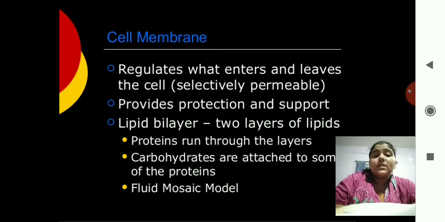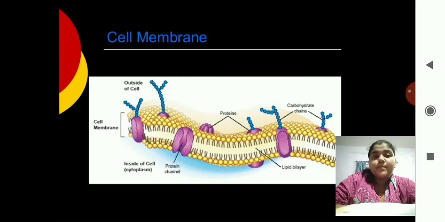So what does this lipid layer do? Proteins run through these layers. The carbohydrates are attached to some of the proteins, and this model is known as the fluid mosaic model. You don't have to study this. Just remember there is a lipid bilayer present in the cell membrane.